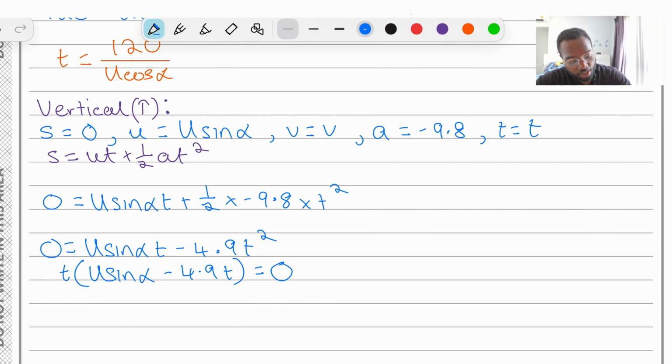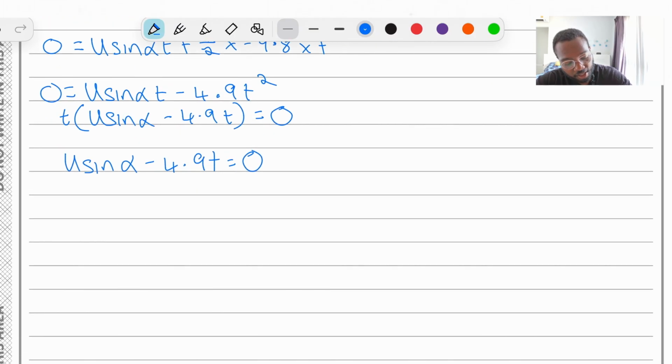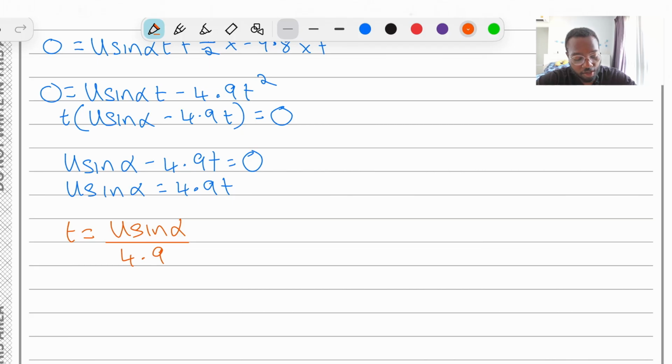So we know that U sine alpha minus 4.9t is equal to 0. Therefore, if we now work this out for t, we would get U sine alpha is equal to 4.9t. Therefore, t is equal to U sine alpha over 4.9. So now we've worked out that for our vertical component, when that golf ball travels to B, its time is U sine alpha over 4.9.